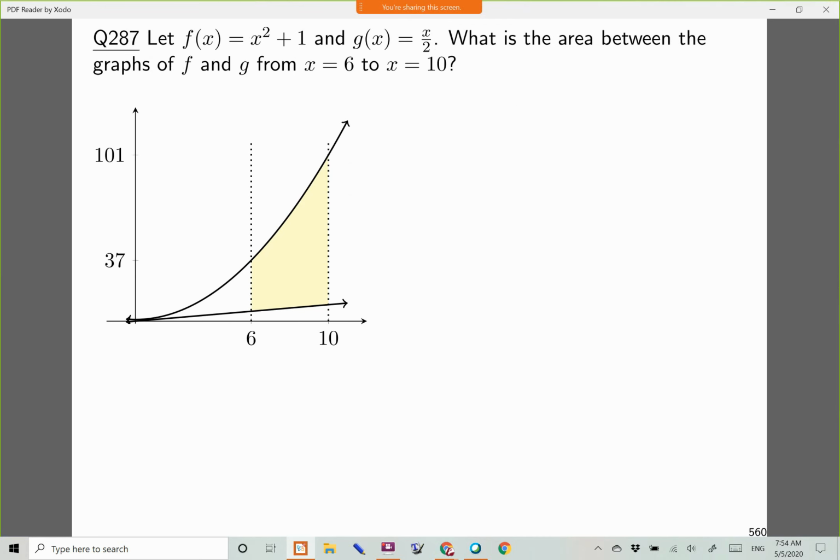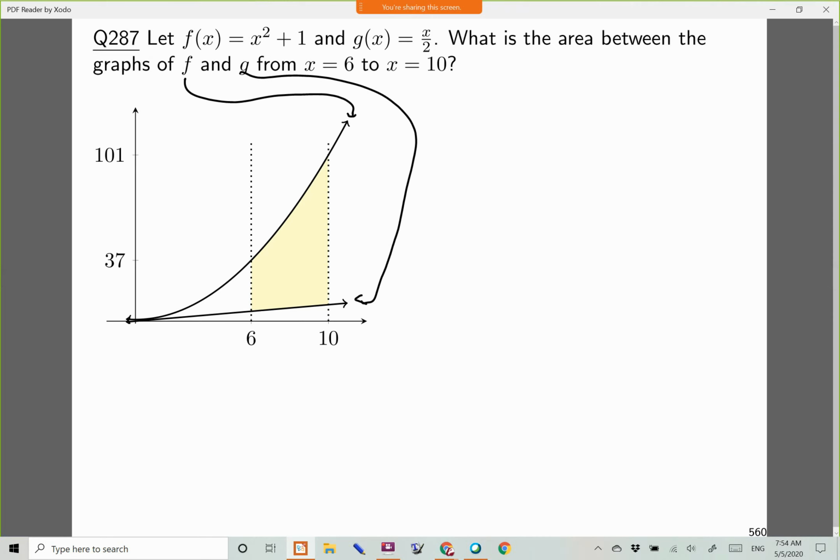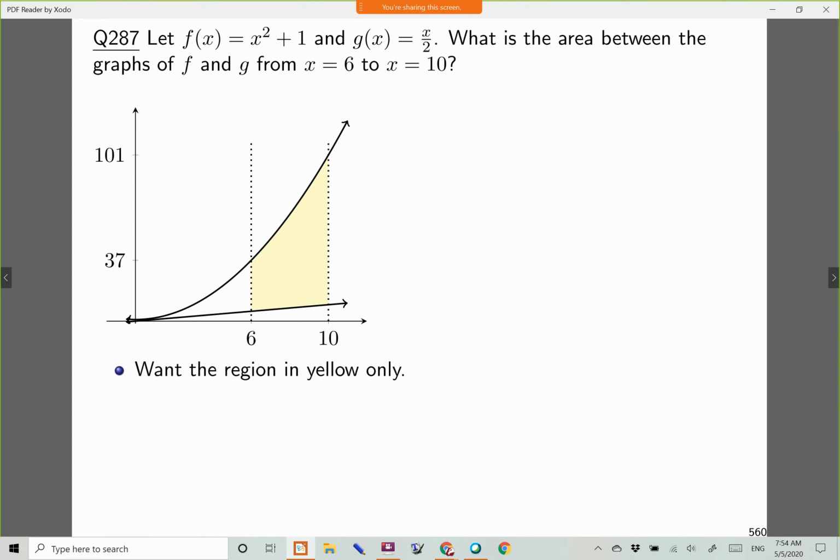So we're looking at a region, and I have a much nicer copy of this here. Here's the graph of f, and there's the graph of g. g is a very shallow line, and we're asking what's the area between these two. I've shaded this area in between in yellow. We only want the region in yellow to answer this question.